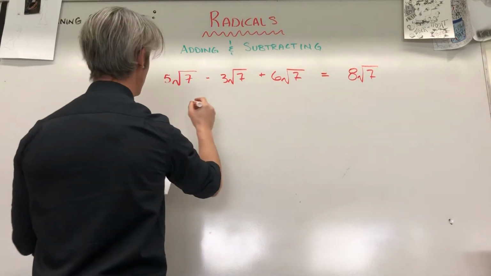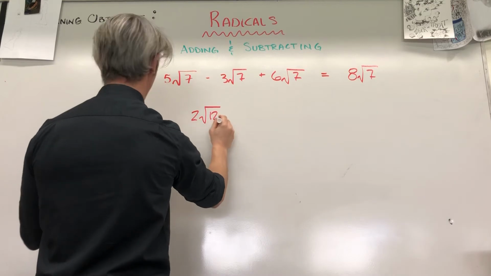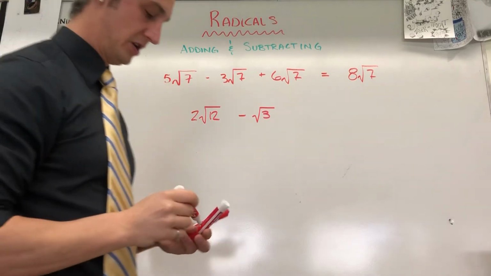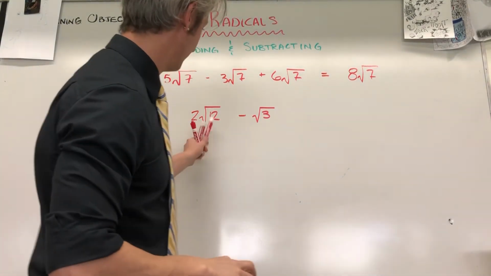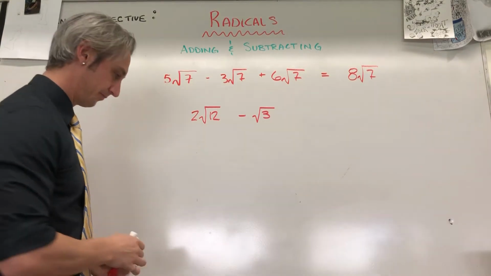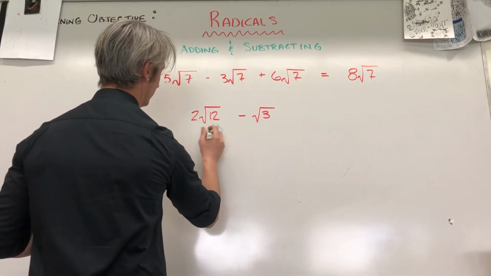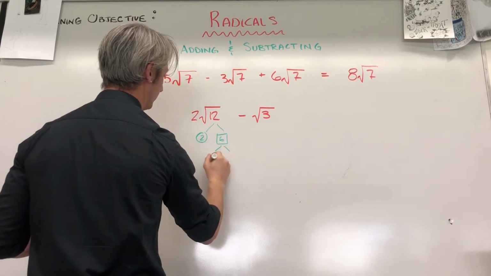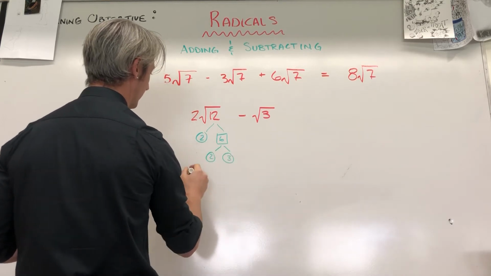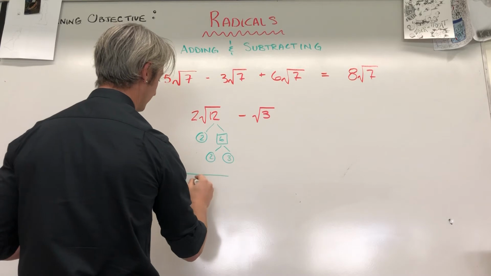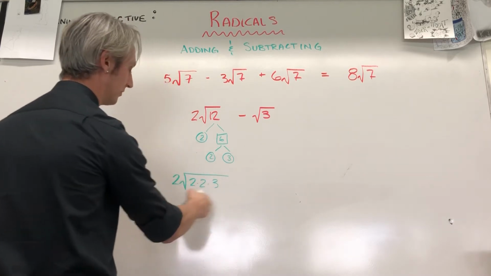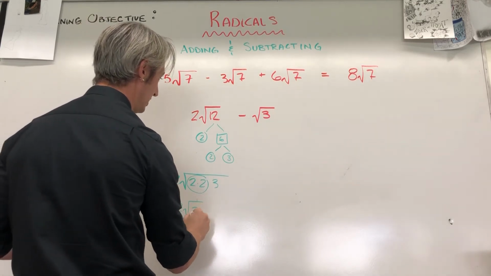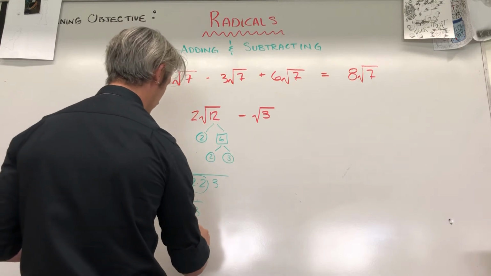So then what if I had something like 2 root 12 minus root 3? Well, the root 3 is already prime, and it's a hint as to what I'm going to have to convert this into to be able to add them. So let's break down this 12 here. 12 is a 2 and a 6, and then a 2 and a 3. So then 2 root 12 becomes 2 times 2 times 2 times 3 in the radical, and then I can pull out a 2 there, so I get 2 times 2 root 3, which is 4 root 3.